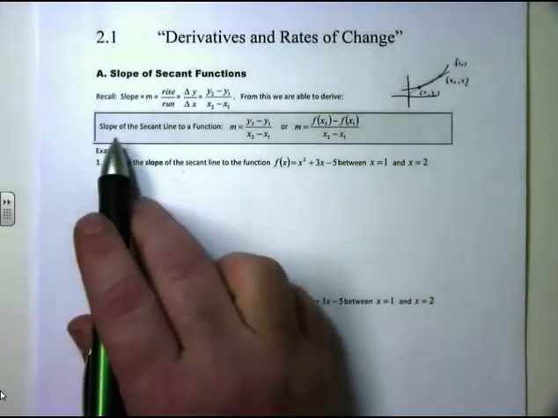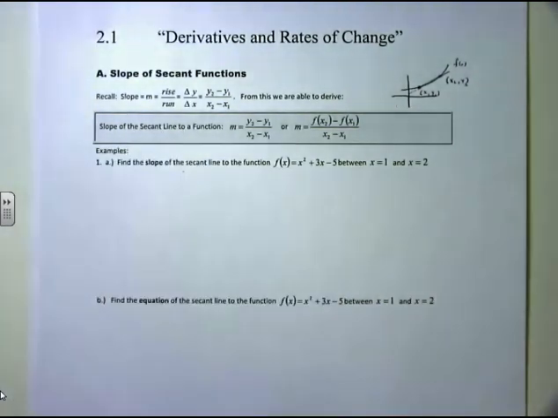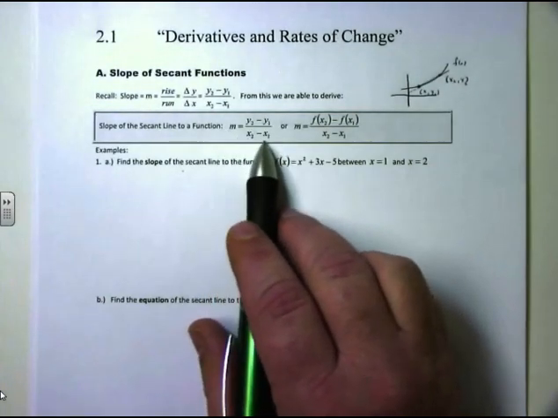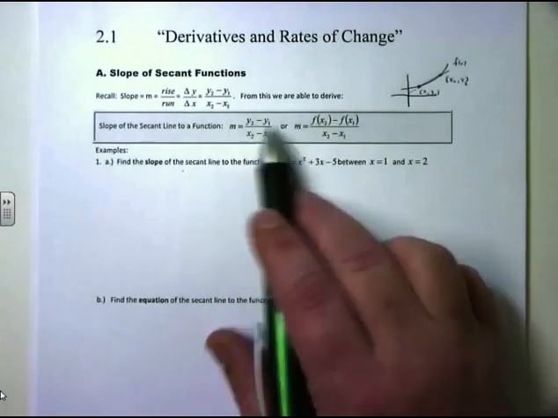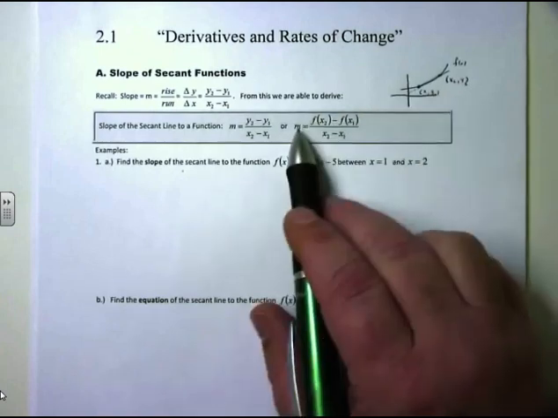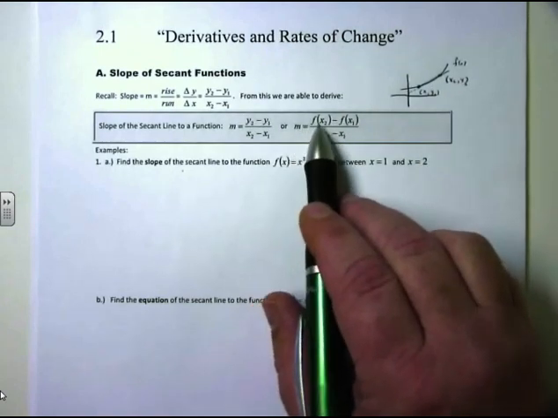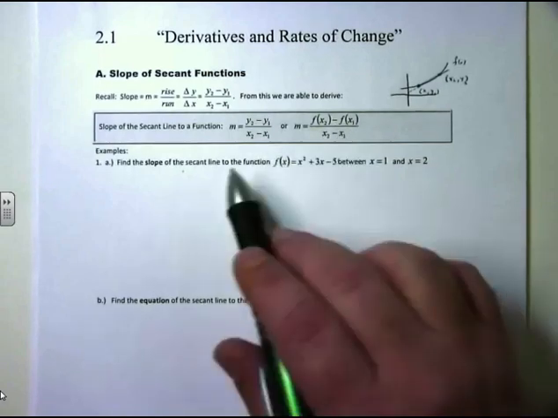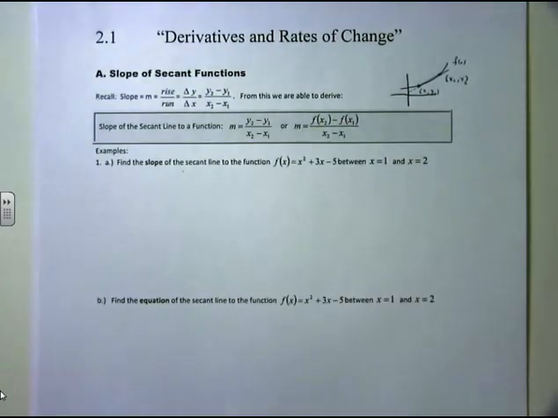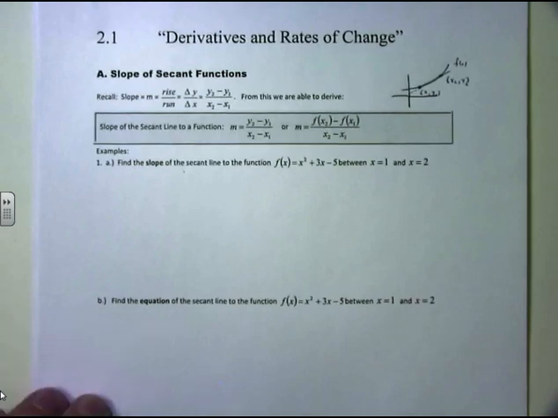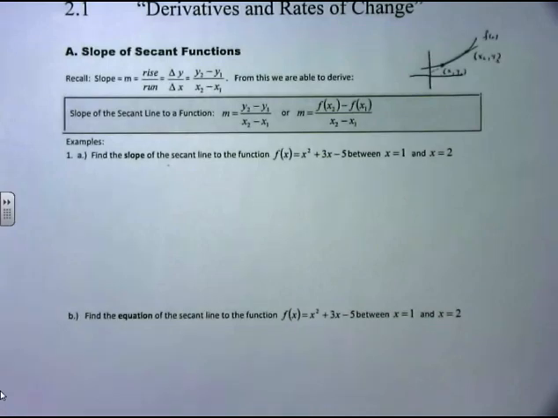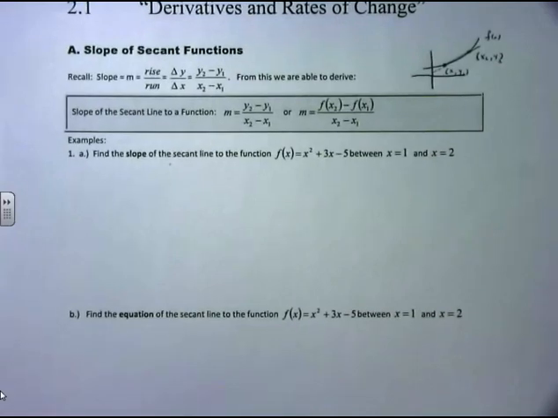So the formula for the slope of the secant line is the same old slope, m equals y2 minus y1 over x2 minus x1, but since these are points on a function, it's also going to be known as m equals f of x2 minus f of x1 divided by x2 minus x1. So an example: find the slope of a secant line where f of x is equal to x squared plus 3x minus 5, between the points x equals 1 and x equals 2.